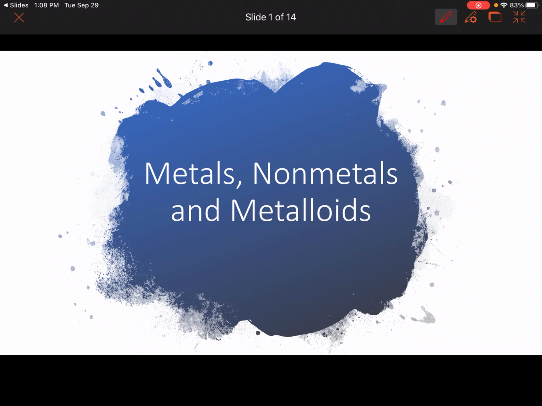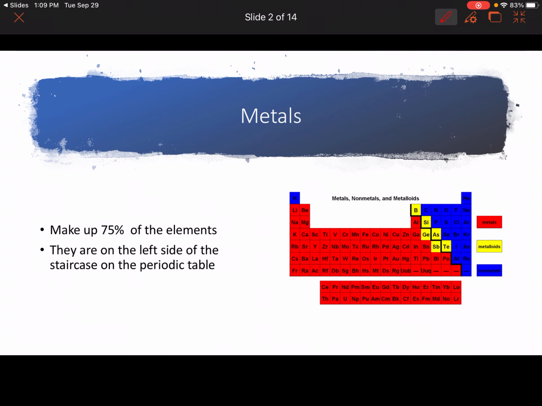Hi grade 9s. Today we are going to talk about metals, nonmetals, and metalloids. And if you're keeping track, this is lesson 1.7. Okay, so you've got the sheet already, right? So you're just going to be following along, listening up here.